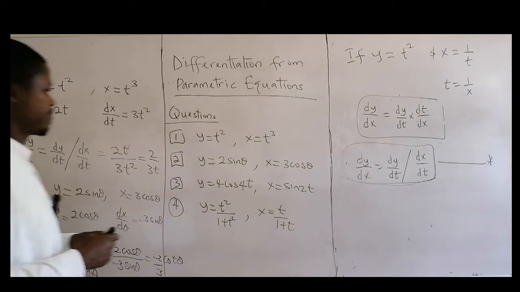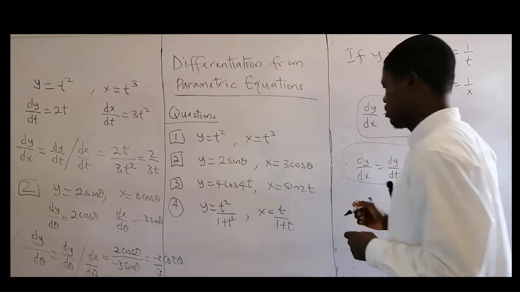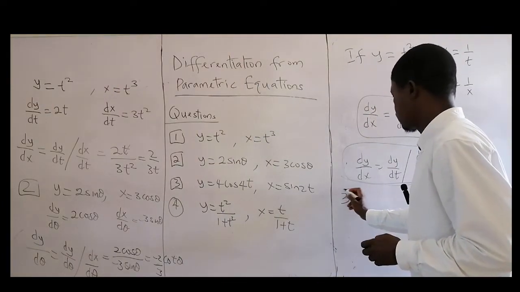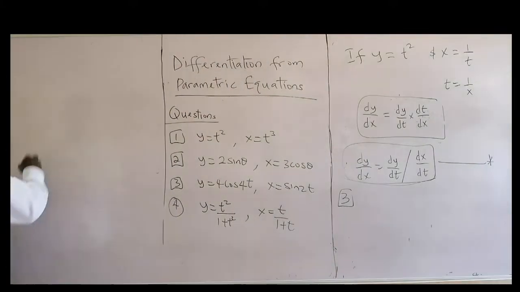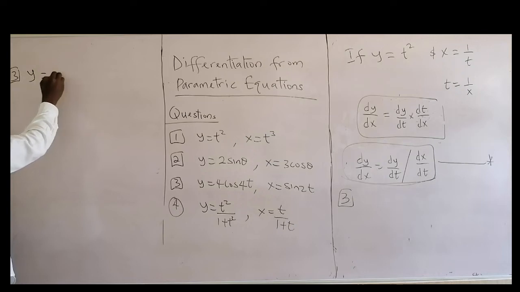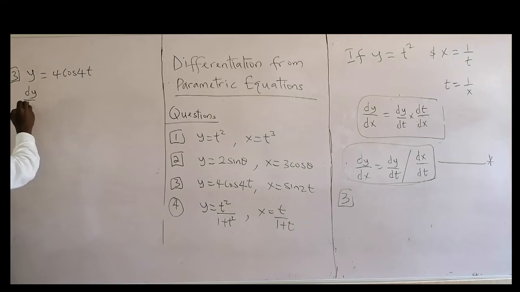The third one, number 3. Let's clean the plot. We have y equals 4 cos 4t. So we can get the dy/dt here, which is what?